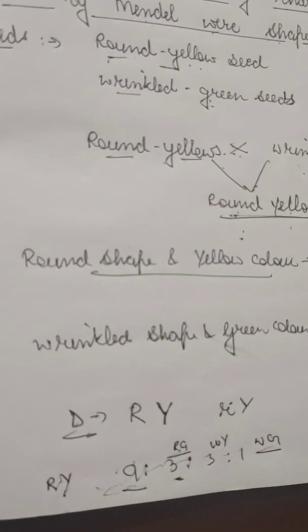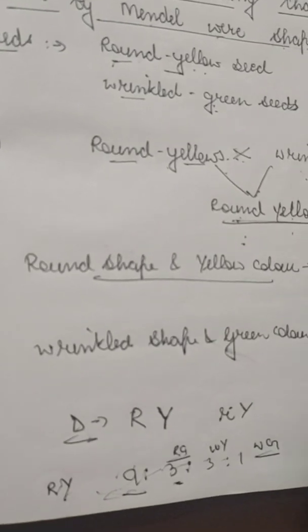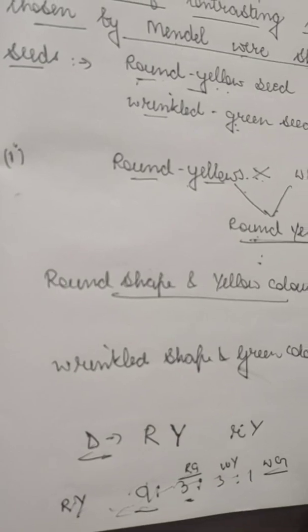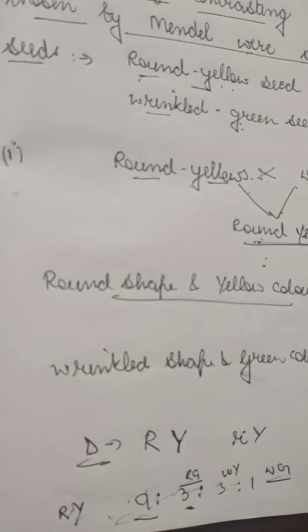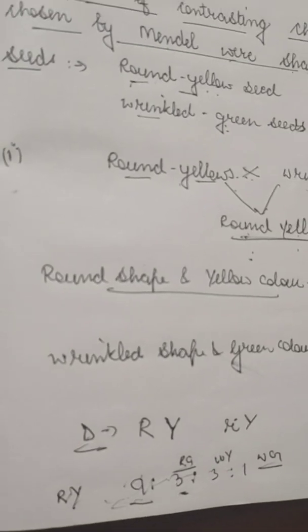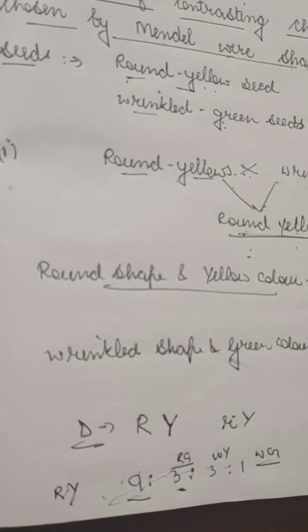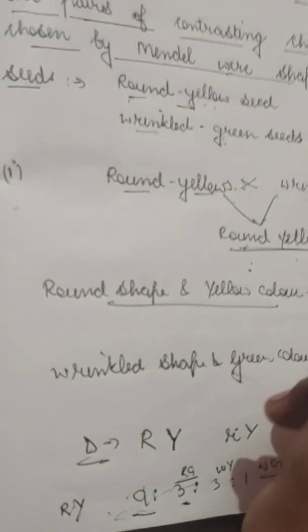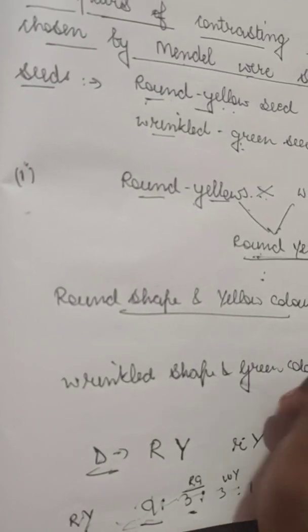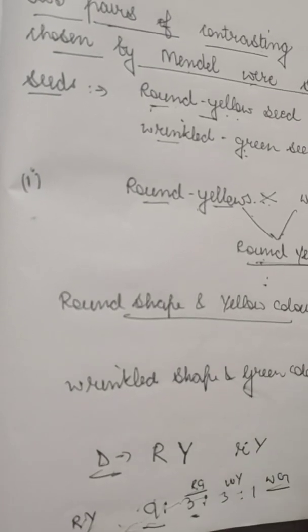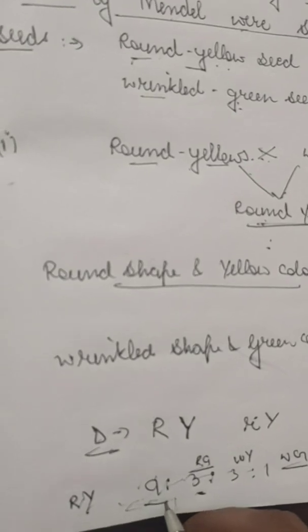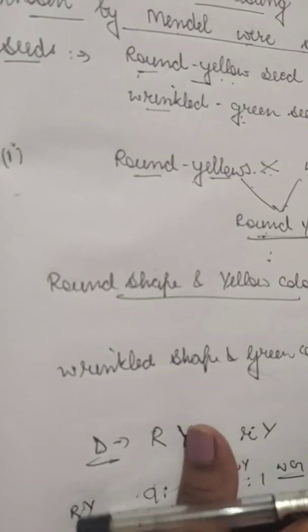So the ratio of each phenotype, what is the phenotype? Phenotype is the appearance which we see, and genotype is the genetic expression which we write in our books. So the ratio of the seeds of the F2 generation is 9:3:3:1. This is our dihybrid ratio. In the case of the monohybrid ratio, it was 1:2:1, and for the tall and dwarf plants it was a 3:1 ratio, but for the dihybrid it is 9:3:3:1.